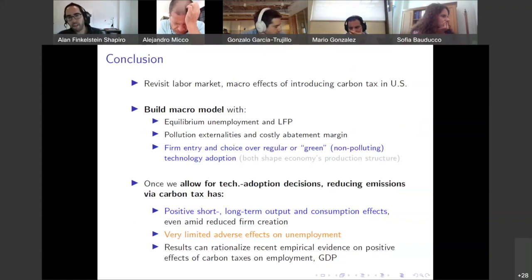And as I mentioned throughout the talk, there's a ton of work to be done when we think about this in the context of an emerging or developing country because of the barriers to technology adoption.